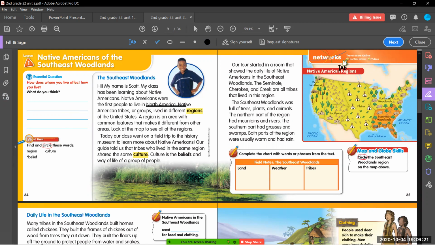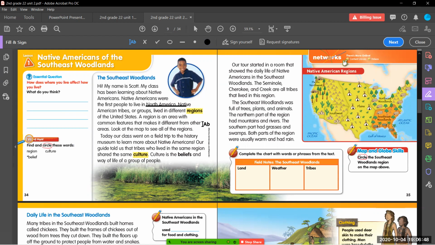Now, the Southeast Woodlands. Hi, my name is Scott. My class has been learning about Native Americans. Native Americans were the first people to live in North America. Native American tribes or groups lived in different regions of the United States. A region is an area with common features that make it different from other areas. Look at the map to see all of the regions.